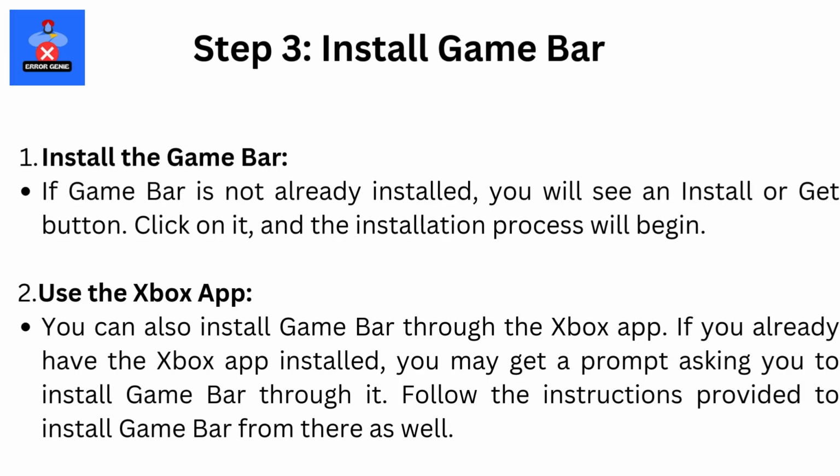Step 3. Install Game Bar. If Game Bar is not already installed, you will see an Install or Get button. Click on it, and the installation process will begin. You can also install Game Bar through the Xbox app. If you already have the Xbox app installed, you may get a prompt asking you to install Game Bar through it. Follow the instructions provided to install Game Bar from there as well.